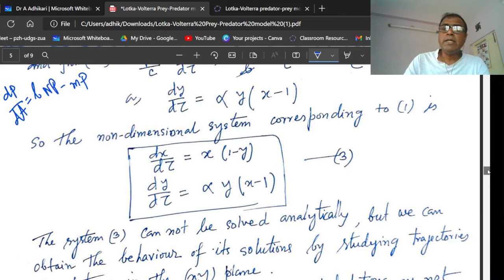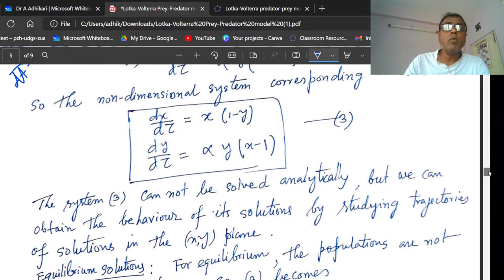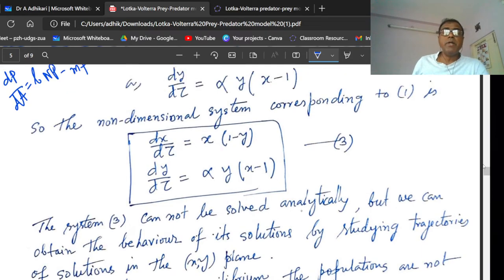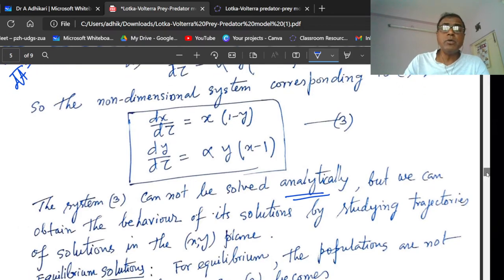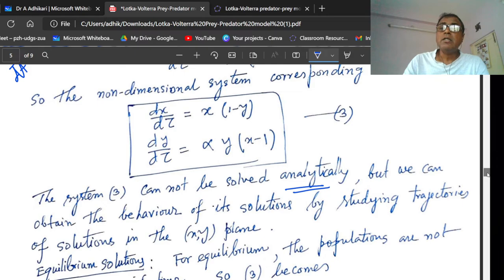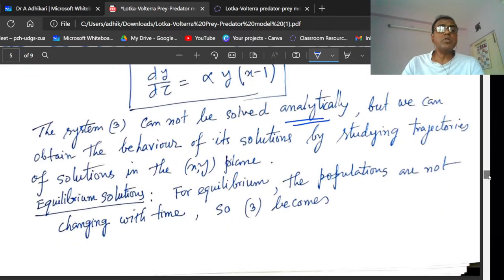So it is not easy to handle this equation, and this system cannot be solved analytically. So we obtain the behavior of the solution by studying the trajectories of the solution in the xy plane. So we study the trajectories, the path of the system, and then we can get the values of x and y. Now, the equilibrium solution for the system; equilibrium means stable.